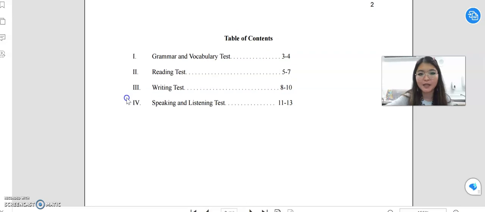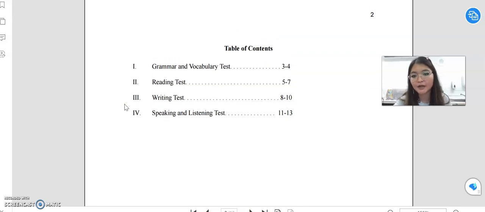So starting off with my table of contents, I will start with my grammar and vocabulary test, followed by my reading test, writing test, then my speaking and listening test.